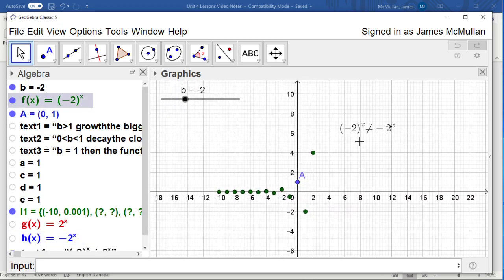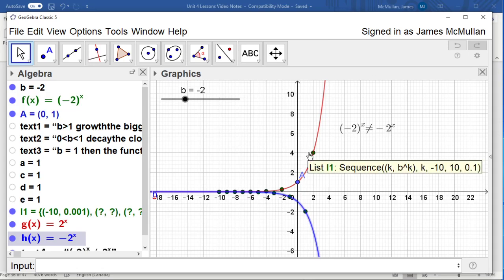So for the function (-2) to the power of x, certain points exist, but the function as a whole doesn't really exist, and it doesn't make a lot of sense because it jumps from positive to negative, back to positive, back to negative, back to positive. It's a very unusual thing, and it really doesn't behave very much like our other exponential functions.